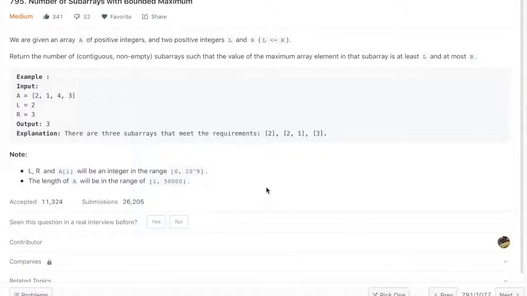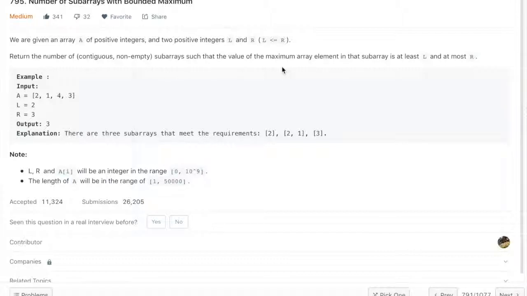Hi guys, today I'm going to talk about LeetCode question 795, the number of subarrays with bounded maximum. The question is saying that we now have an array and L and R. L means the lower bound and R means the upper bound. The aim is to find the number of the subarrays that meet the requirement.